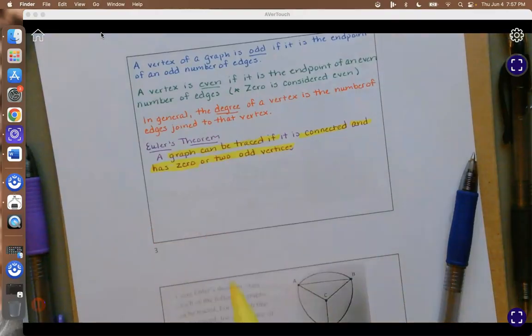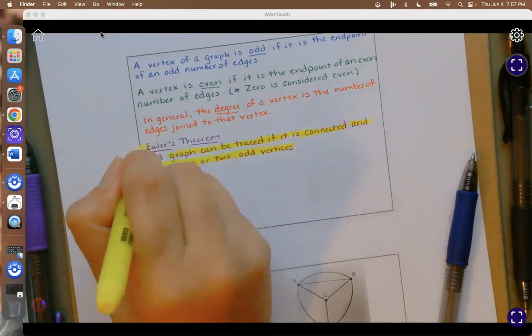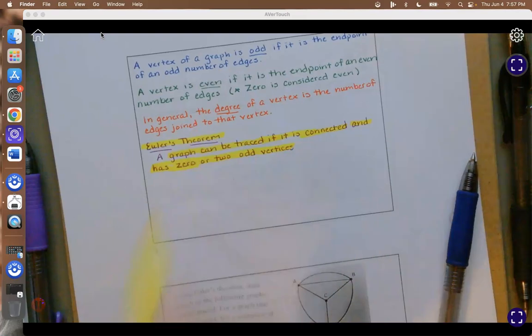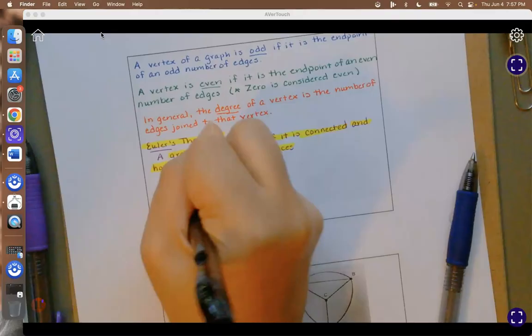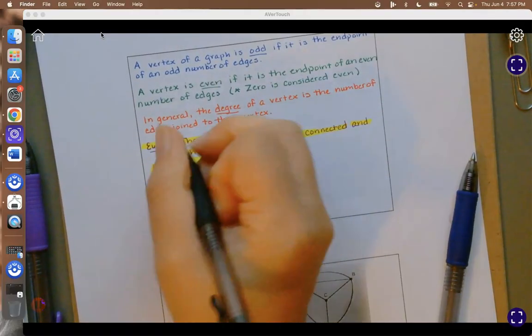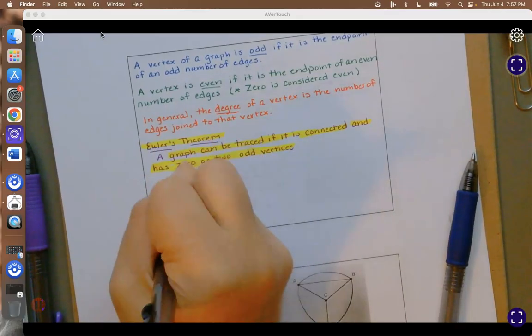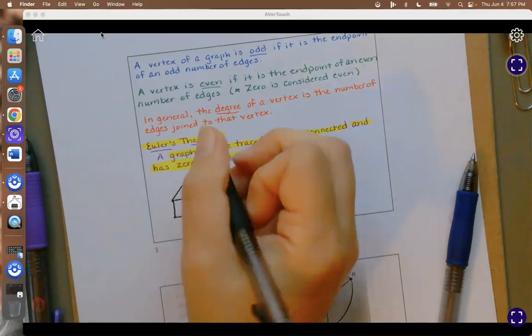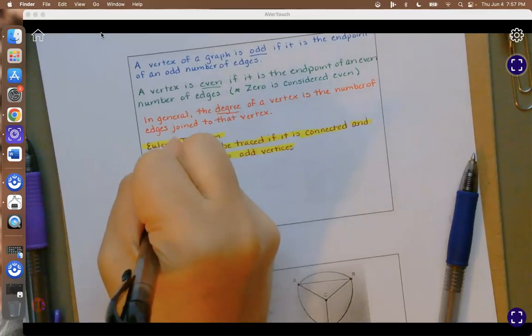But the 3 things that we're going to look at here is the degree of each vertex, so of A, B, C, D, E, and F. Then we're going to look at which ones are odd, and which ones are even. I guess I should have done that in red, but it'll be okay.